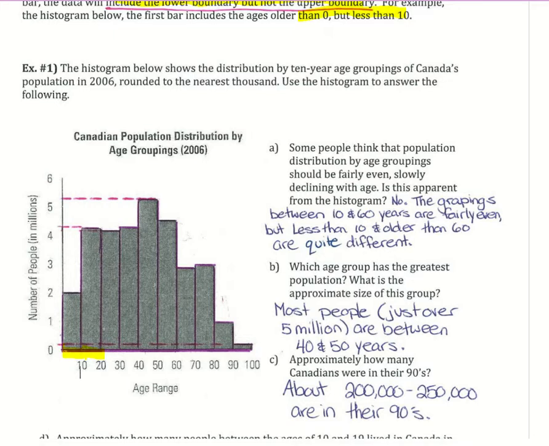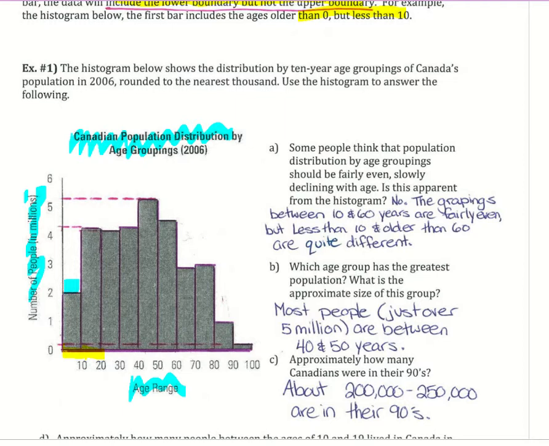Again, one of my things I've been saying in all the videos so far is that you must put a title and you must label your axis. When you look at this, it says Canadian population distribution by age grouping in 2006. Some people think that population distribution by age grouping should be fairly even, slowly declining with age. Is this apparent? I would definitely say not, because there's quite a jump from the 2 million people from 0 to 10, to the over 4 million people from 10 to 20.